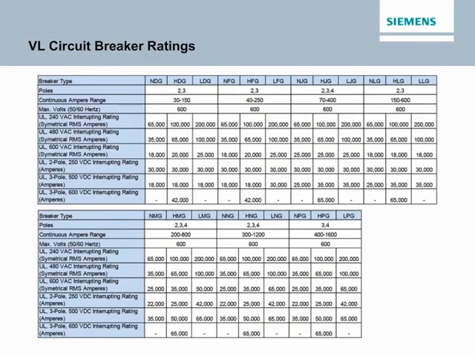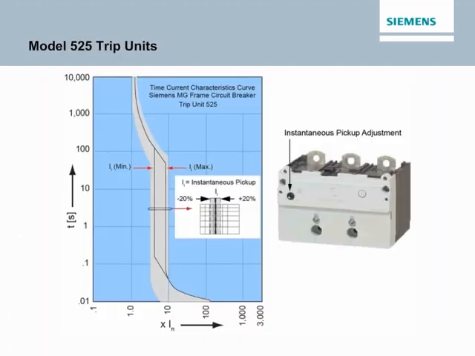VL circuit breakers are available with multiple frame sizes, from DG 150 amp frame size to PD 1600 amp frame size. Each frame size is available in 3 interrupting rating classes designated by a preceding N, H, or L. 3 trip unit models, 525, 555, and 586, are available for each VL circuit breaker type.